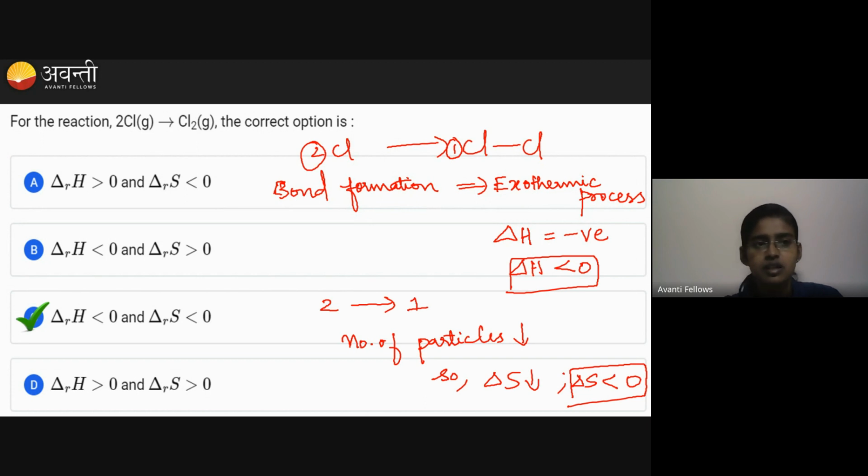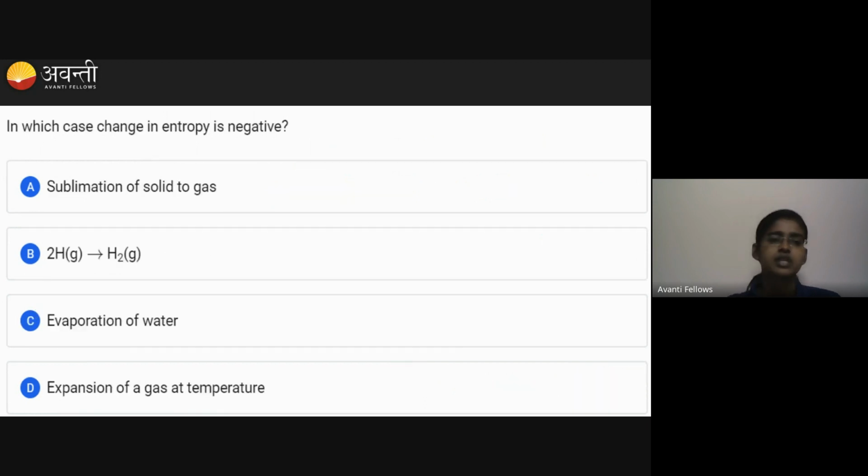Now moving on to one more question: in which case is the change in entropy negative? In case A, sublimation of solid to gas. Solid is getting converted to gas.